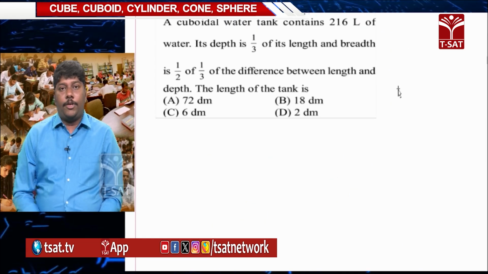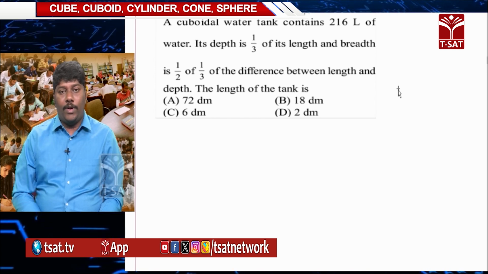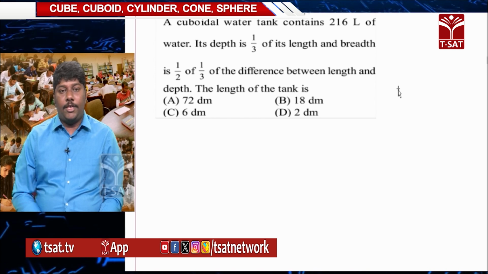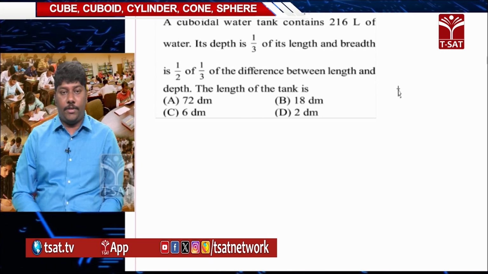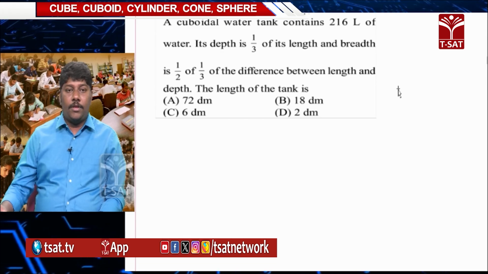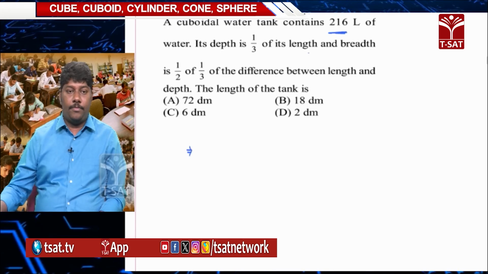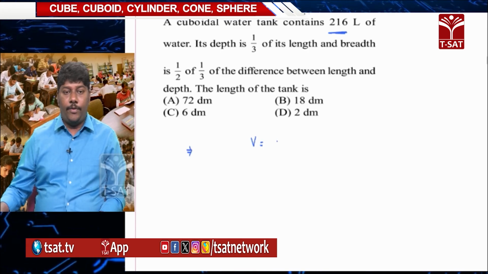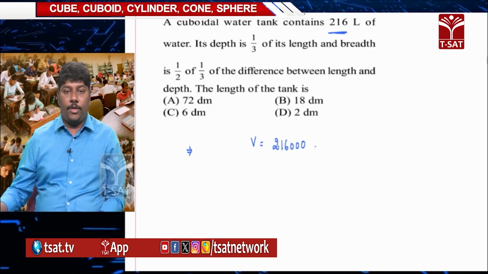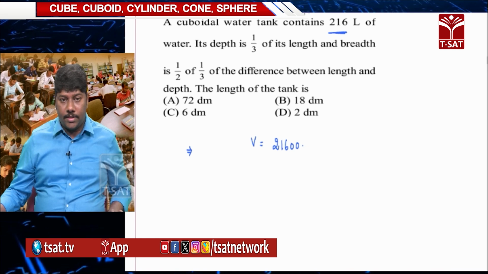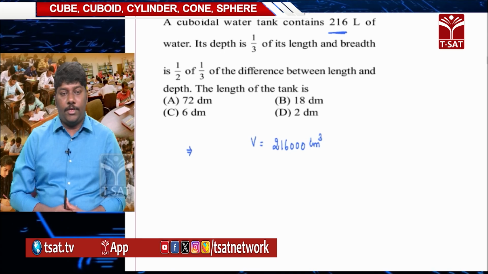Now we look at the sums related to cuboid. Look at the first sum. A cuboidal water tank contains 216 liters of water. Its depth is 1/3 of its length, and breadth is half of 1/3 of the difference between the length and depth. Find the length of the tank. Volume is given in liters, so convert it: 1 liter is 1000 centimeter cube. So 216,000 is the volume.